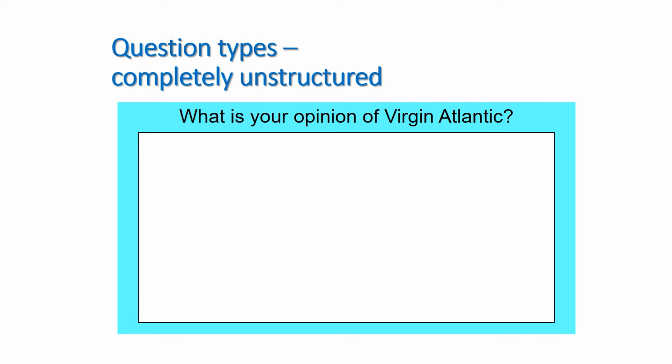So question types, again you have some which are completely unstructured, and here you have a box allowing people to put their own opinions. What is your opinion of Virgin Atlantic? But even though you have these, they can still be quantified because you group them. So you look at the responses that you have, and then you group certain categories, and then you can put tallies and frequencies to those categories.